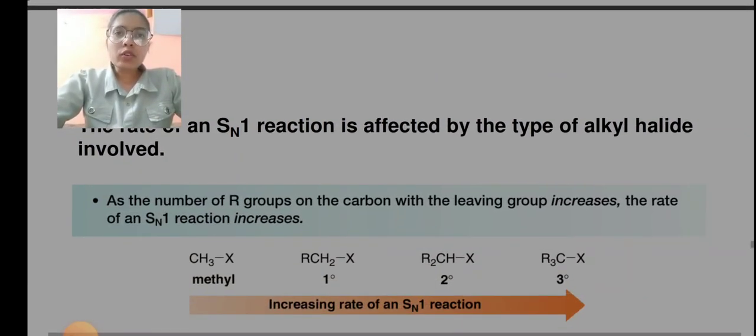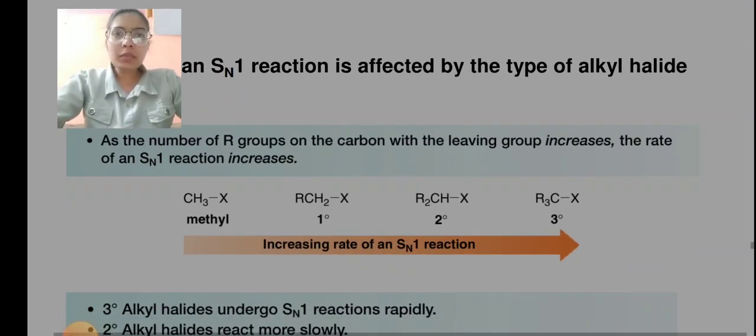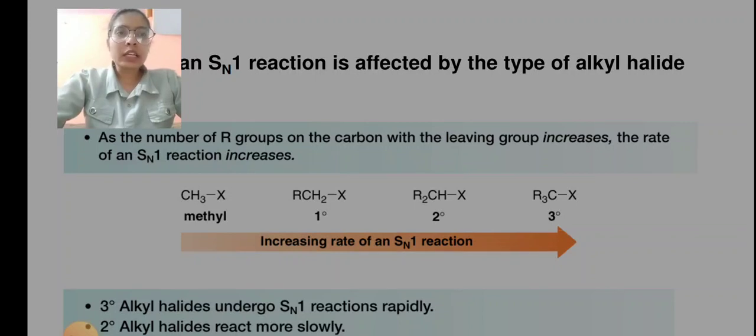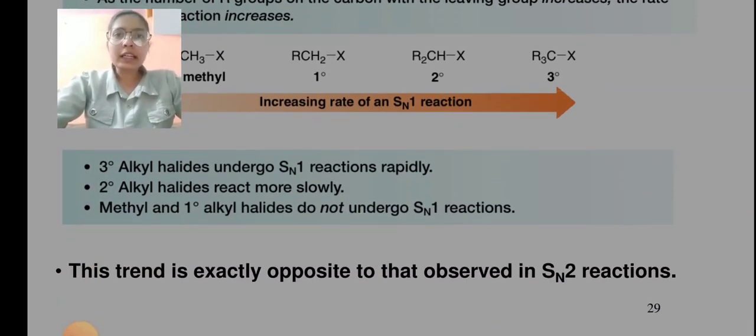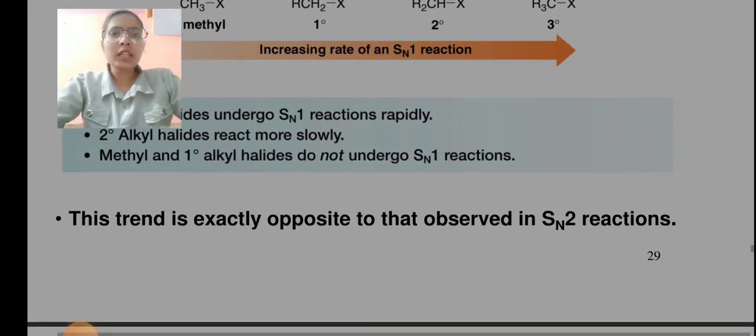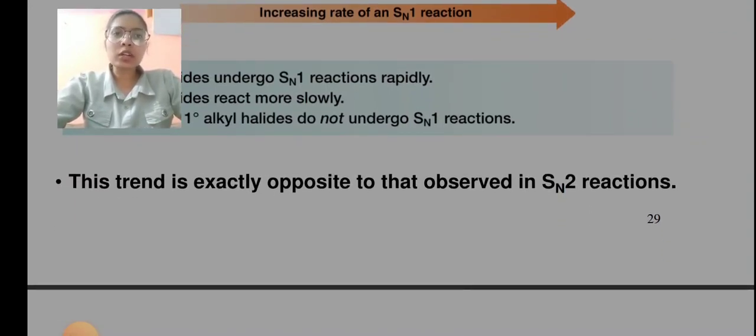The rate of an SN1 reaction is affected by the type of alkyl halide involved. As the number of R groups on the carbon with the leaving group increases, the rate of an SN1 reaction increases. From here we can see that 3 degree has the highest rate, then 2 degree, then 1 degree, and then methyl group. 3 degree alkyl halides undergo SN1 reaction rapidly. 2 degree alkyl halides react more easily. Methyl and 1 degree alkyl halides do not undergo SN1 reactions. This trend is exactly opposite to that observed in SN2 reactions.